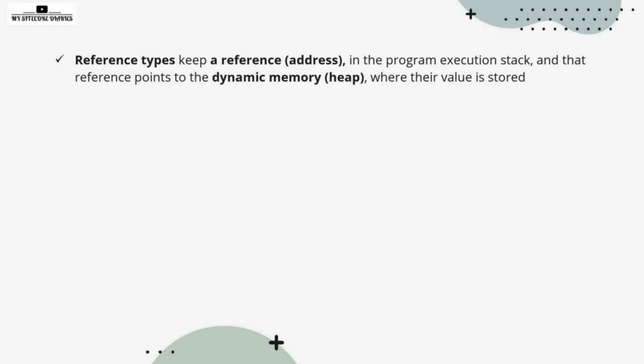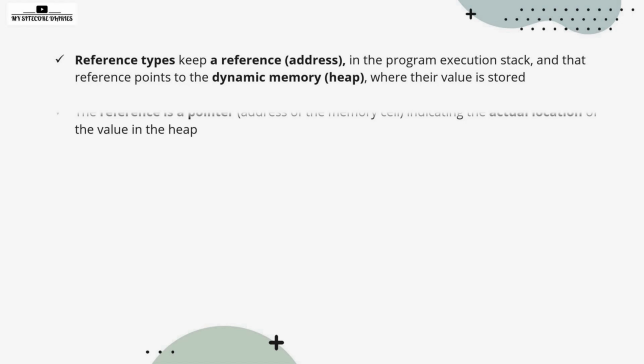So in the case of a reference type, in the program execution stack, only the reference, or you can call it the address, is stored in that memory. But the actual value is stored in the dynamic memory, called the heap, and that address points to the heap. So the program execution stack will tell you the address where the value is stored in the heap.